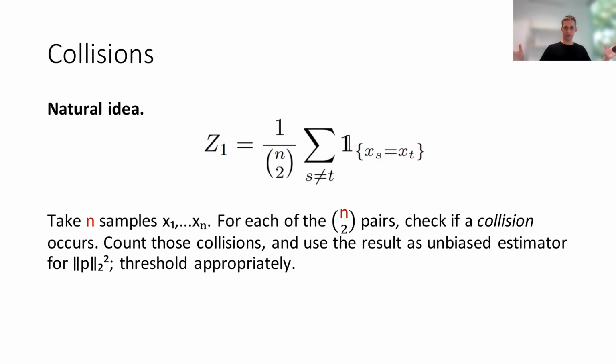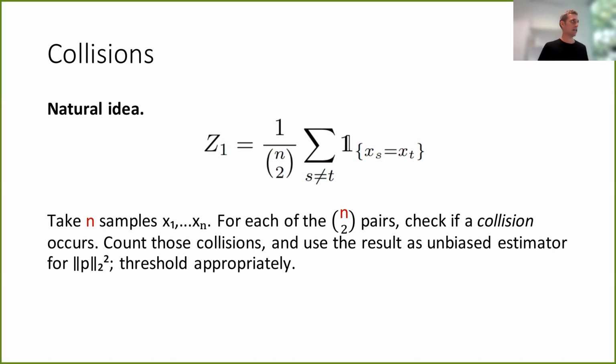I take a bunch of samples and I check how many of them collide. And I divide by n choose 2. Why would I do that? That gives me an unbiased estimator for that quantity, the squared L2 norm. Sorry about the sounds, by the way. I don't know how to mute them. So if I do that, then I'm actually in good shape. I actually get an unbiased estimator. If I can prove that it concentrates nicely around its expectation, then I am done.